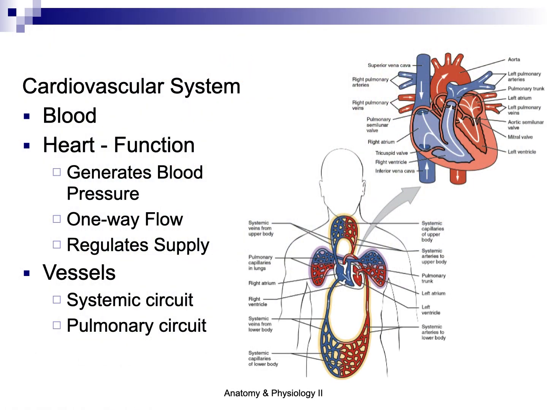So we've had our first introduction to the cardiovascular system when we've talked about blood, the tissue of transport. But blood can't function on its own; it needs the heart. The heart generates blood pressure and ensures that blood flows in one direction through the cardiovascular system. It regulates supply and determines the ability of other organs to function.